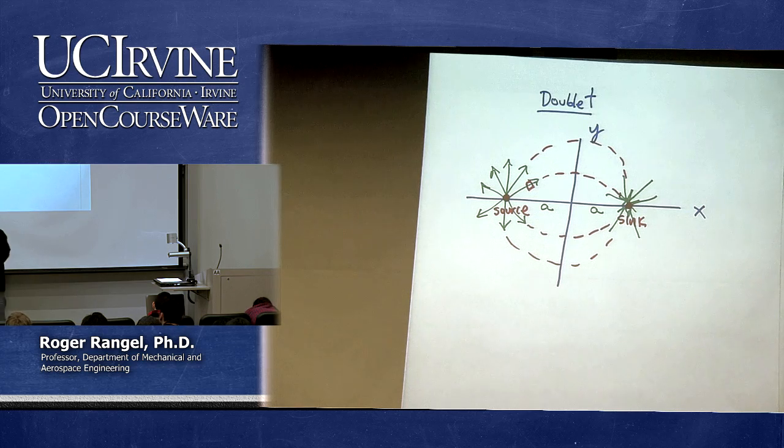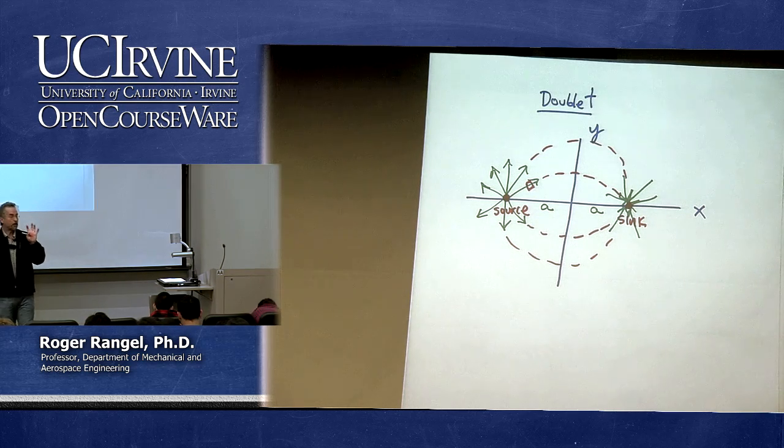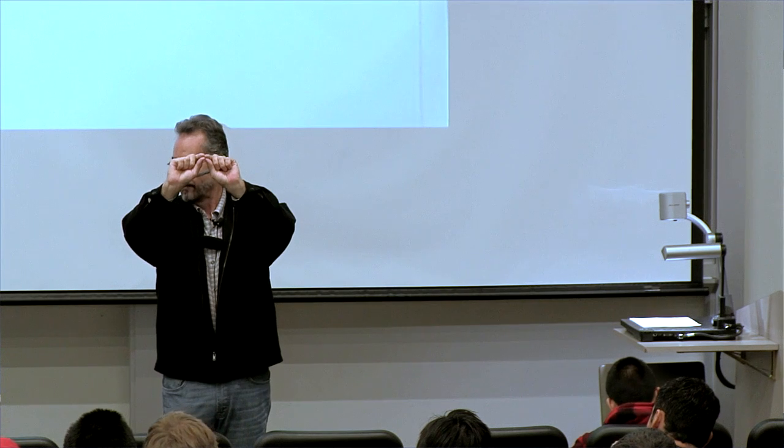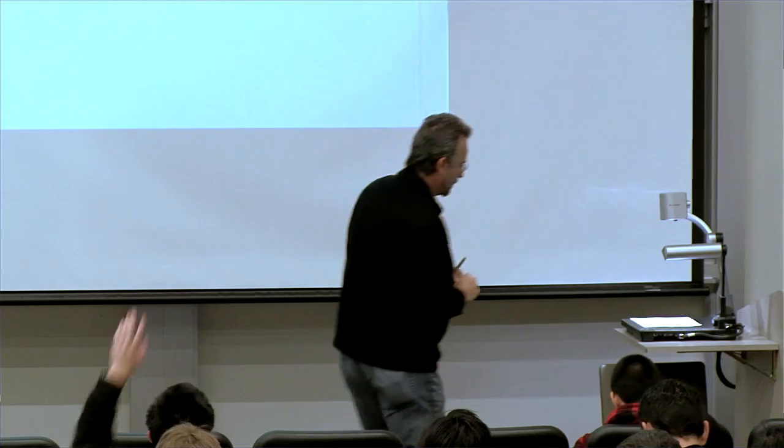And you can figure out what happens to some of the other elements. So the doublet, and we'll talk about it next time, is suppose that I now take this source and this sink and I start bringing them closer and closer together. What happens? I'll answer that question next time.